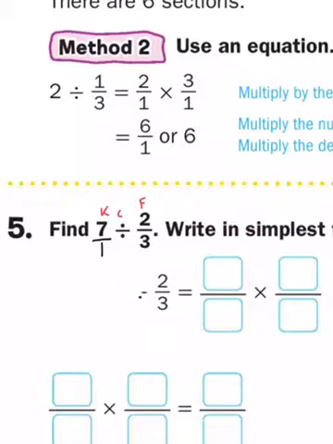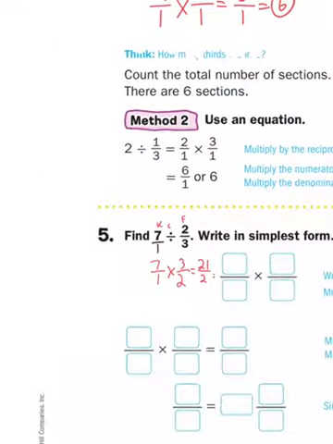Now I'm going to get a little bit of workspace down here for me. So now when we keep change flip, remember you keep it 7 over 1, change it to multiplication, and flip it to its reciprocal, 3/2. Now you solve. There's no bow tie reducing. I get 21 over 2, or 21/2. And since that's improper, I have to do 21 divided by 2.